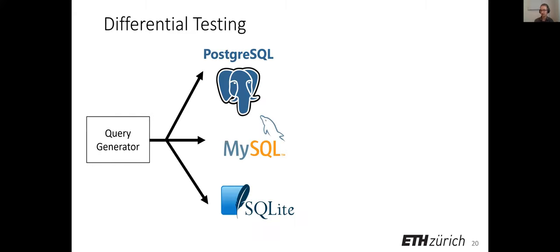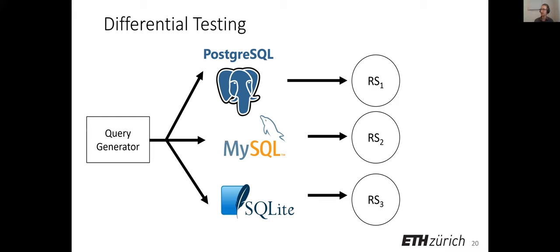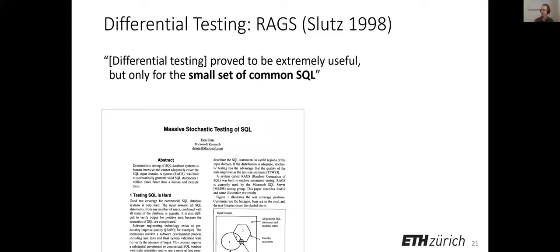Another approach that is frequently mentioned, or also frequently used in automatic testing, is differential testing. In our context, this means that we have a query generator that generates one random query that is sent to multiple database management systems, for example, Postgres, MySQL, and SQLite, each of which fetches a result set, which can be compared. If all the result sets match, then we haven't detected a bug. If there is a mismatch, then at least one of the database management systems is expected to be affected by a bug. So this is actually, I would say, the most relevant approach also today.